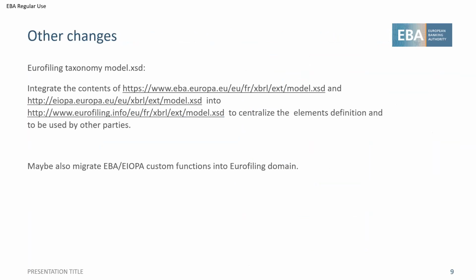There are other changes that we would like to introduce. For example, to create a centralized model XSD in the Eurofiling taxonomy. This model already exists in the Eurofiling taxonomy, but from the EBA and EIOPA side, we also created our own model XSD in the past to comply with our own requirements. Sometimes it's urgent, so we would also like to try to integrate the contents of our own model XSD into the Eurofiling model XSD to centralize the element definitions, and this can also help the users, I think, to use the centralized directory directly. Maybe we will also migrate the custom functions defined in our domain, EBA and EIOPA, into the Eurofiling domain.